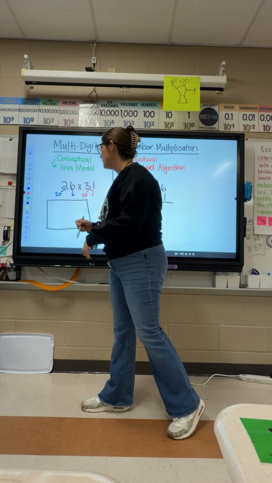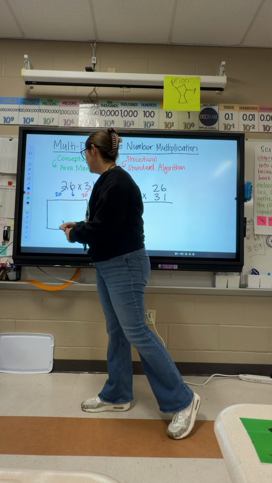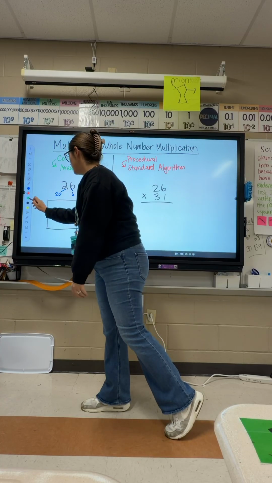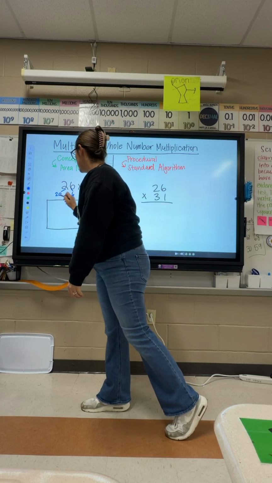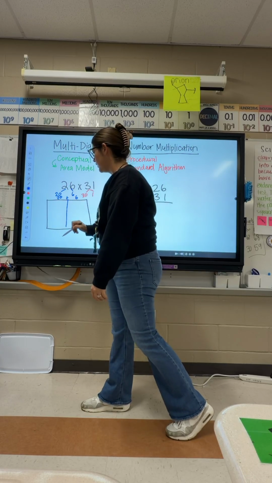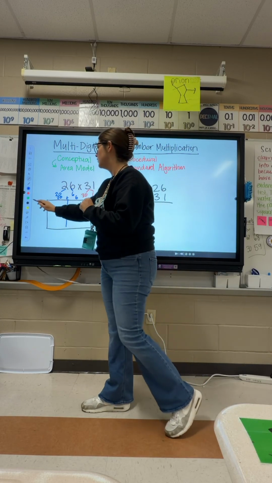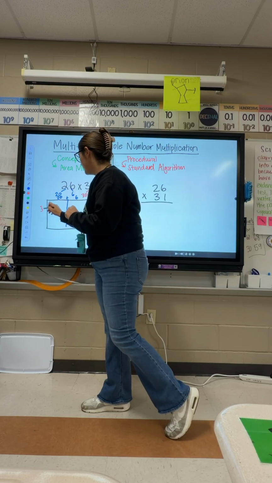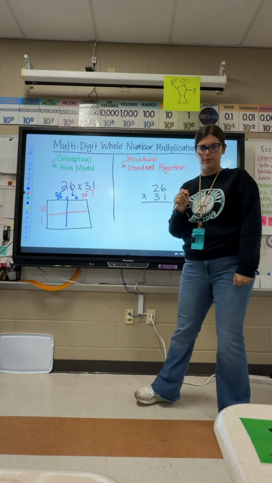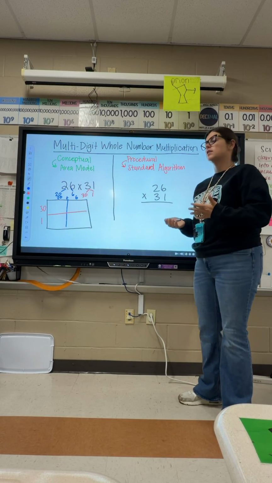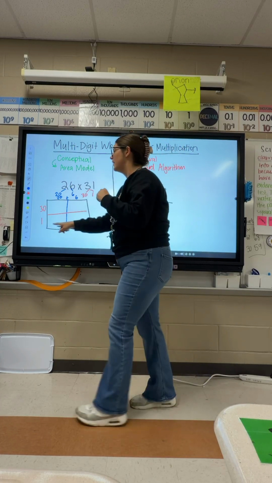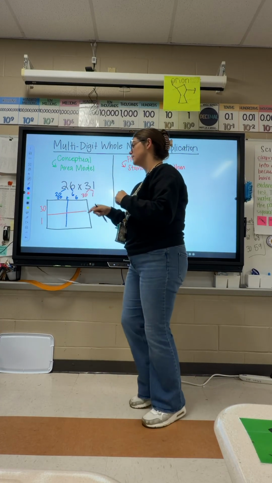So I am going to label my 20 plus 6 on the top of my area model, so on my length, and then I'm also going to label my 30 and my 1 on the other side of my area model. And this also connects to area multiplication. So I have each of my small areas that I'm going to find.